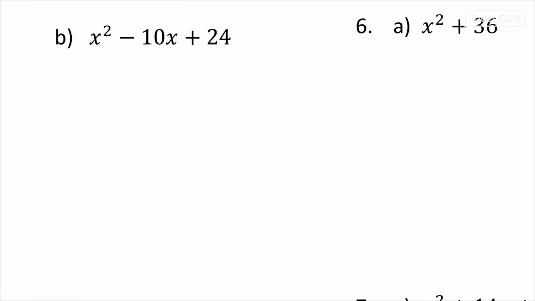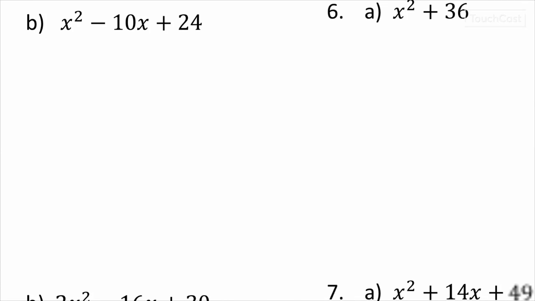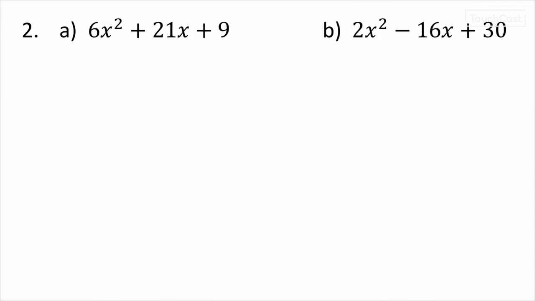Okay, problem B. So this is going to be the same thing. So I'm going to make my x. 24 goes on top. Negative 10 goes on bottom. And that would be negative 6, negative 4. Again, the x method is easy when it's not a 1. So there you have it.